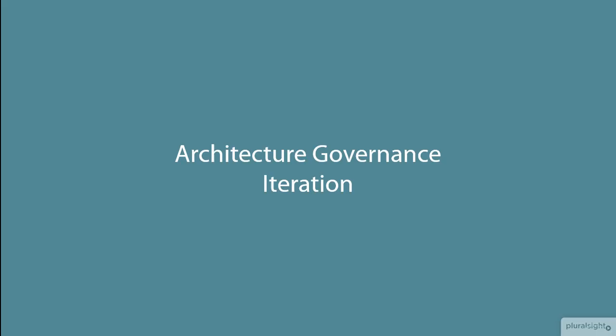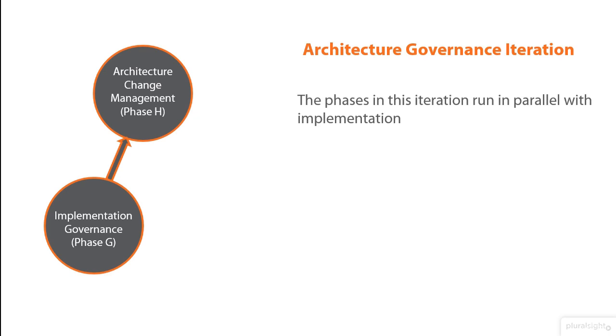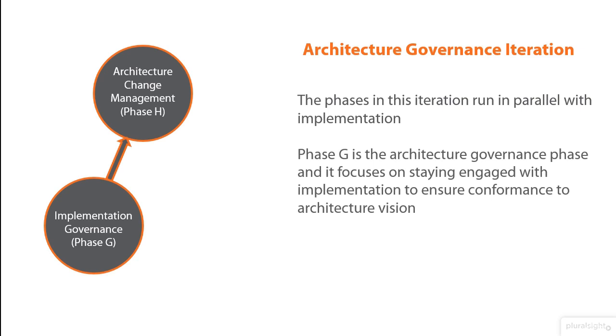Next, we will look at the architecture governance iteration, which incorporates phases G and H. Both phases G and H run in parallel with the implementation itself. Phase G is called the architecture governance phase, and this phase is all about architects staying engaged to ensure that the implementation is in conformance with the proposed vision for target state architecture and to ensure the delivery of the business benefits from the implementation of the architecture.